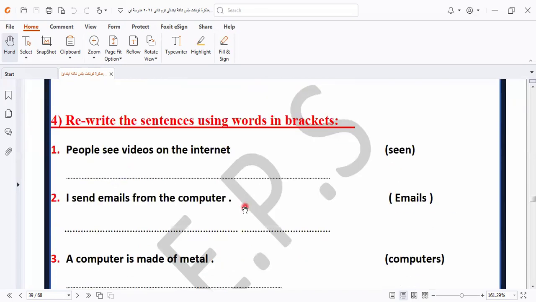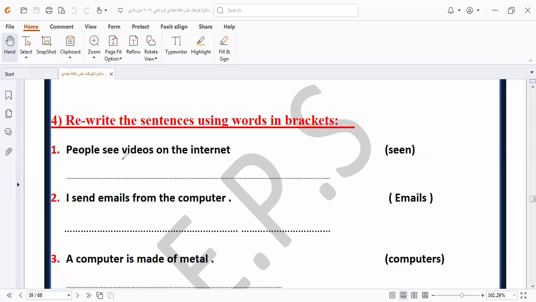I will answer some of them, and I will leave the rest to do by yourself. Here is "written," the verb in the past participle form. So we must know that the rule of the passive voice is we must put the verb in the past participle.